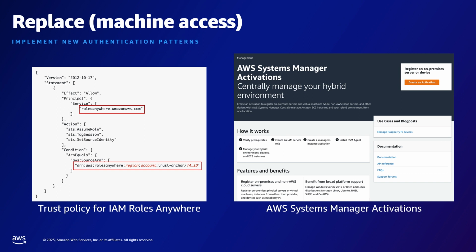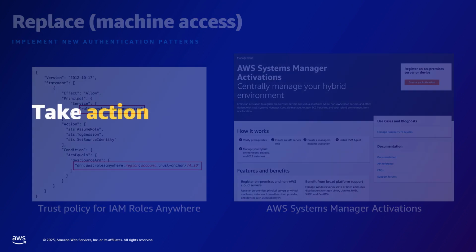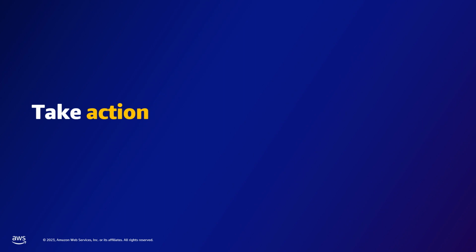Now, if certificates don't work for you, we can look at creating a Systems Manager activation, which allows users to centrally manage hybrid environments from one location. Simply install and configure the agent on your server, and you're ready to go. So now that we've covered a lot of technical concepts, and it might seem like a lot, I would suggest you just take action and test these services.